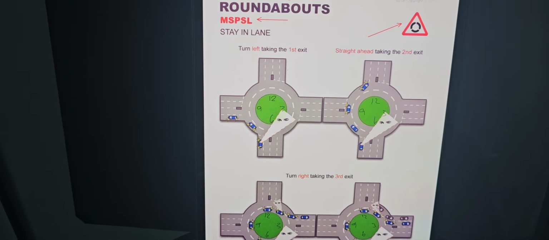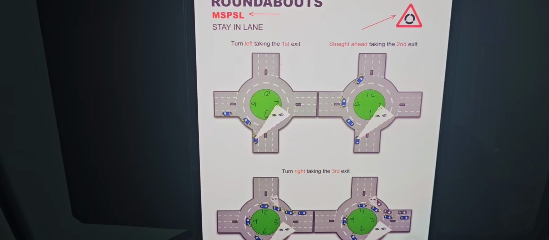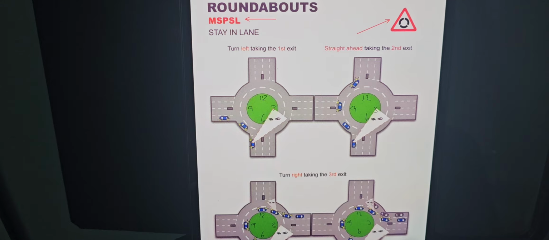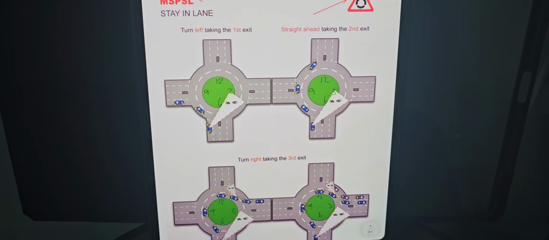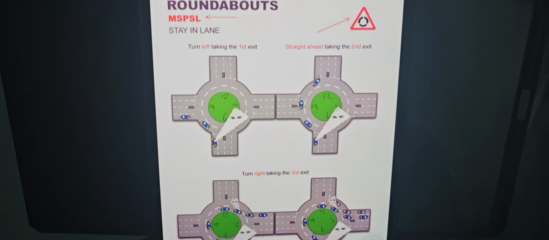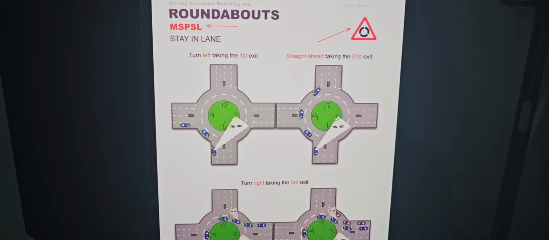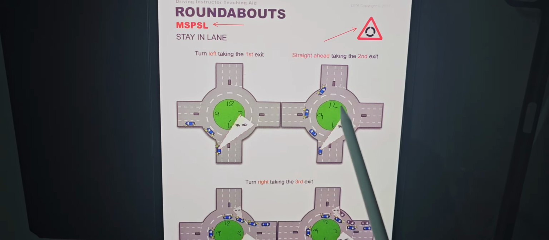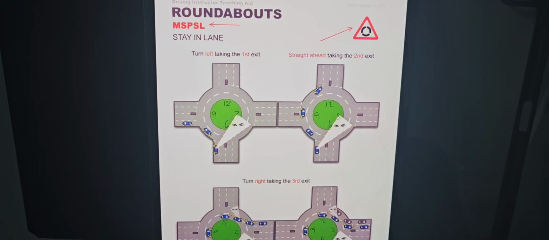Now the rules on the roundabout is positioning your car. How would you decide that? How would you know in which lane you need to position your car when you are driving in the roundabouts? I've made it very easy, as you can see, with all these numberings. I will explain these numbers to you in a minute.